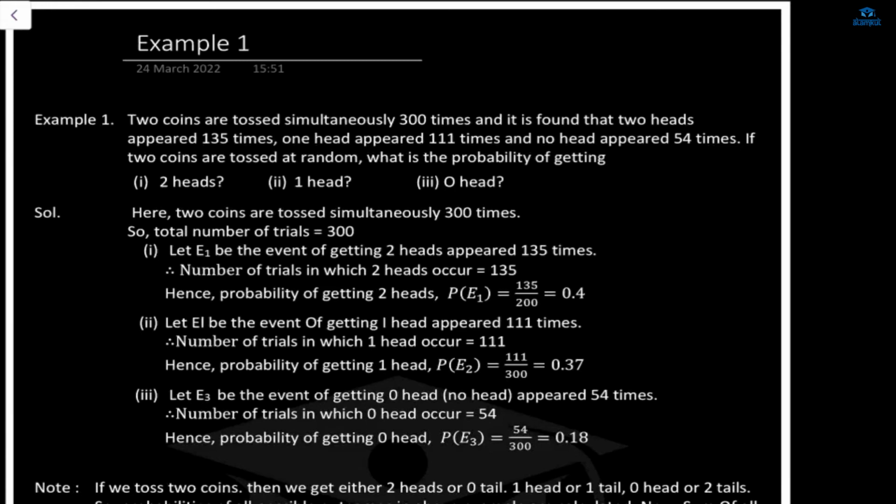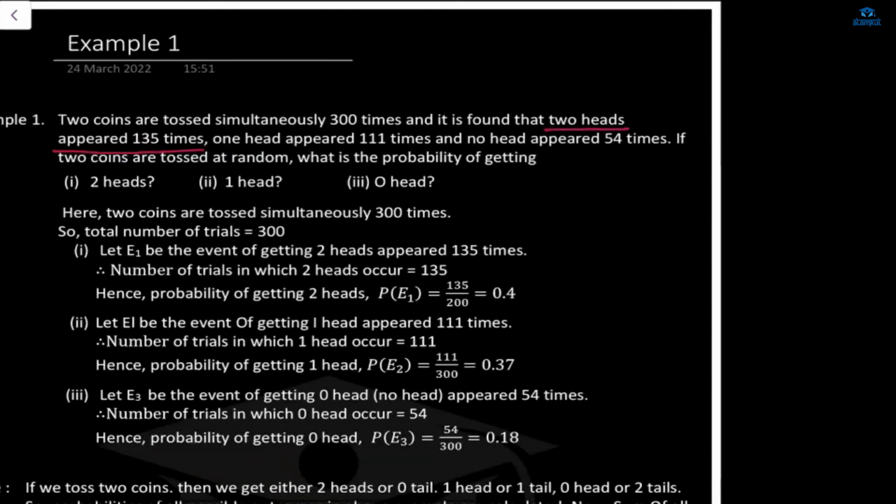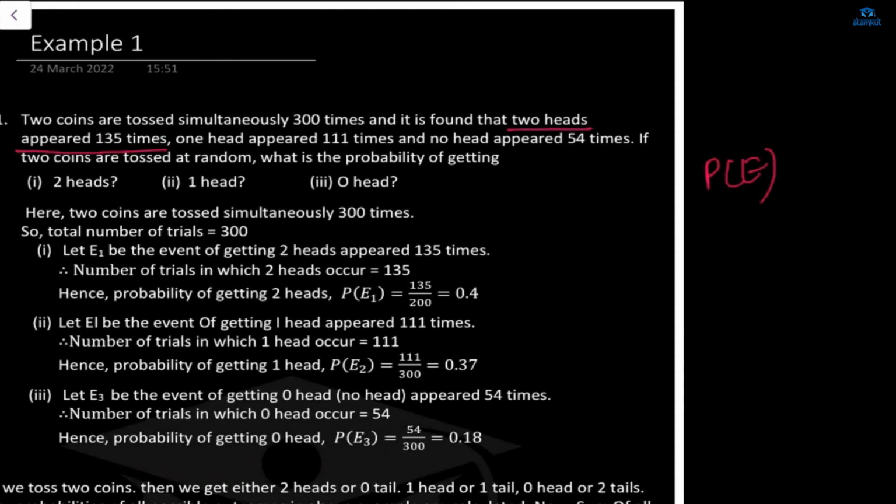Okay, so if two coins are tossed at random, what is the probability of getting two heads? So two heads, what is the probability of getting two heads? How many times have we tossed the coin? We have tossed the coin 300 times. And if you read the question, what is the probability of getting, see, we have got two heads 135 times. 135 times ऐसी situation हुई है जहाँ पे आपको both coins पे head मिला है. So what is the probability of getting two heads?